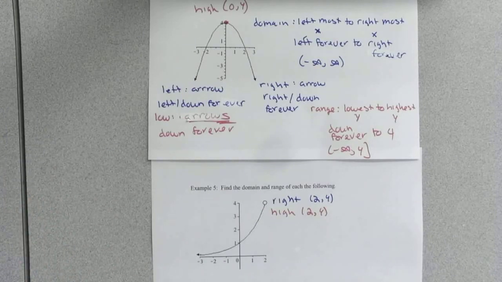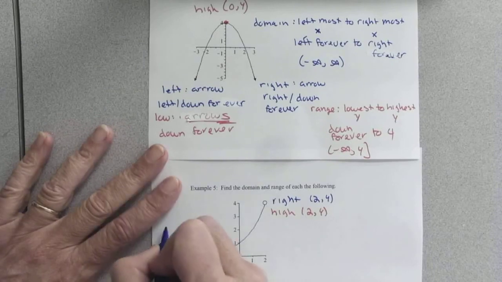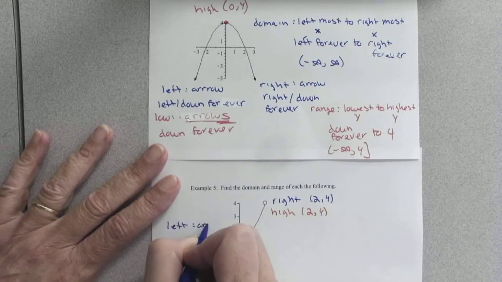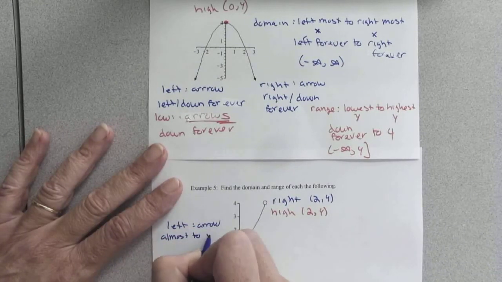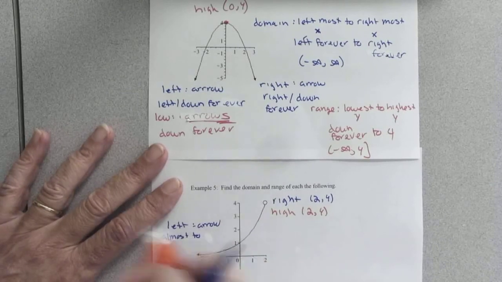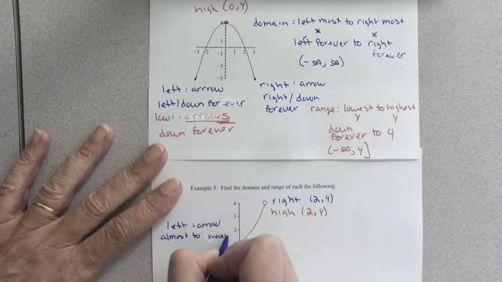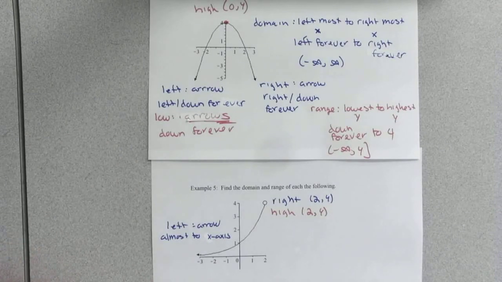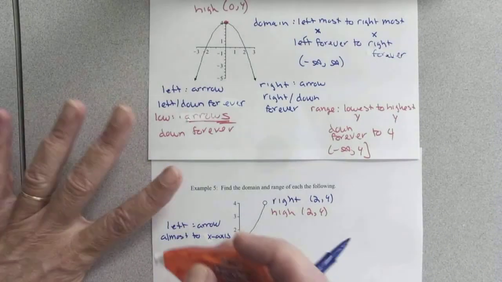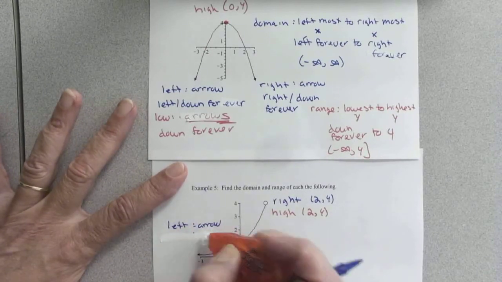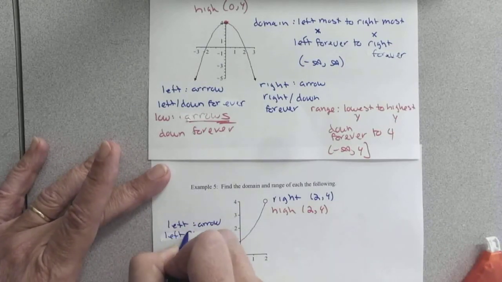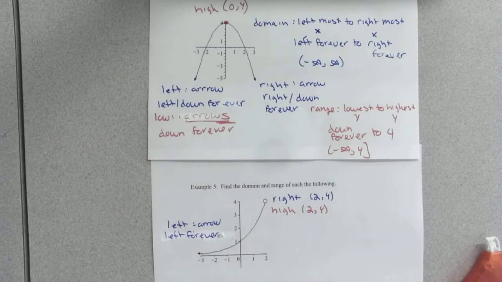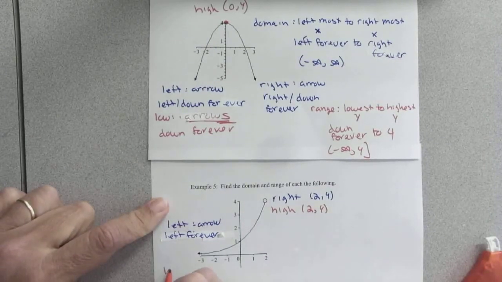If I go and look on the left, I got that arrow, and it comes almost to the x-axis. All right, that's what, as far as I'm, excuse me, no, that's wrong about left. Ignore that. On the left, I have that arrow, and it's going left forever. And as far as low, again, I've got that arrow.